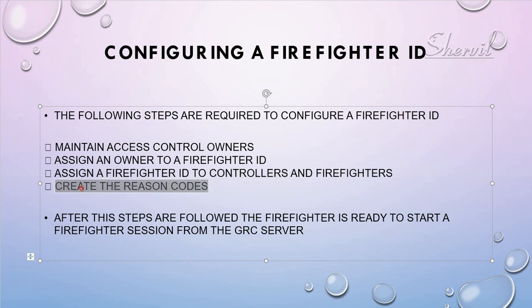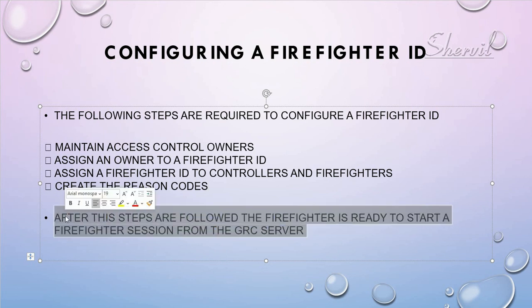Then you also have to create the reason codes. Reason codes are something that users use when they invoke EAM. They have to specify why they are using emergency access, the reasons for using it. Those are done via reason codes. So once these steps are done on the NWBC side, the users will then be able to start using the firefighter access.